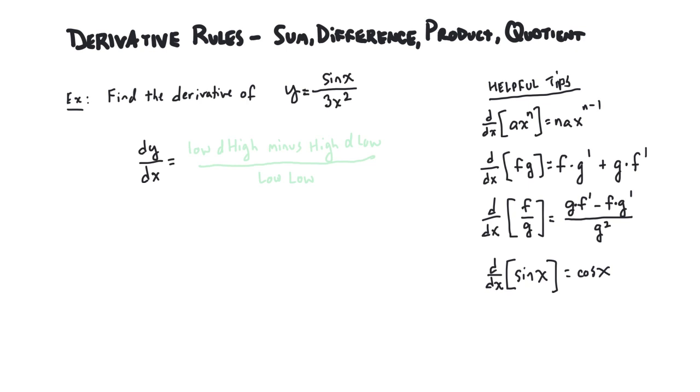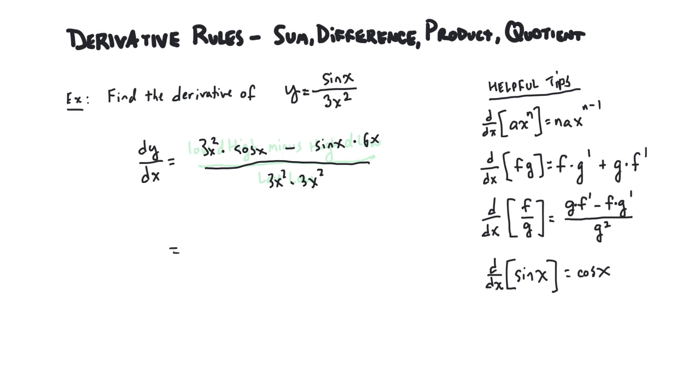So in case you missed that Cab Calloway reference earlier, the g times f prime minus f times g prime over g squared can be memorized using low d high minus high d low all over low, low. And low here represents denominator, high represents numerator. And so the derivative will be 3x squared, that's the denominator, multiplied by the derivative of the numerator, which should be the derivative of sine, and that's cosine, minus high, and that's sine, times the derivative of the denominator, and that's 6x. And it's all divided by low, low, which means 3x squared multiplied by 3x squared.